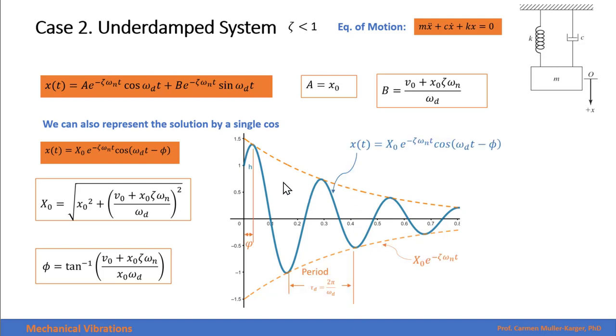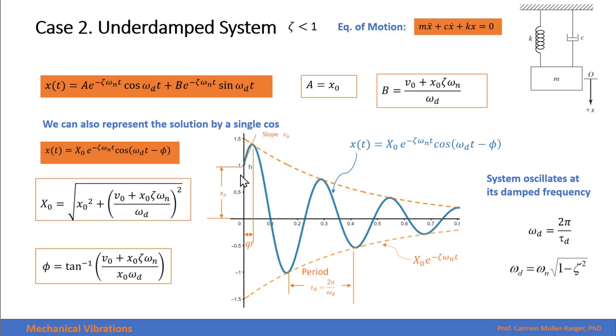Here we have that the internal function is our solution, and these are what are called the envelope. We represent the amplitude of that cosine function. So this system does not oscillate at the natural frequency, but it oscillates at the damped frequency. And these two represent the initial displacement, and the slope represents the initial velocity.